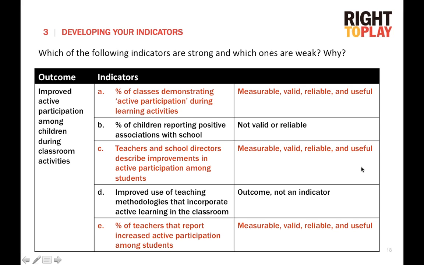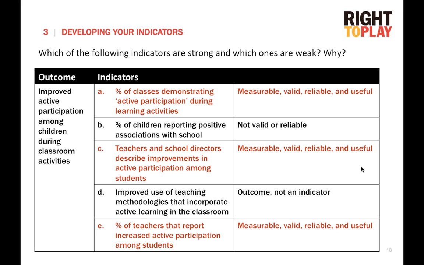C is another example of a strong indicator. Teachers and school directors describe improvements in active participation among students. Again, this one is measurable. We could perhaps have focus group discussions or interviews with teachers and school directors. It's valid because it looks specifically at active participation. It's reliable because it's likely to change relatively quickly once teachers implement more active learning techniques. And again, it's useful in understanding the right to play programs.